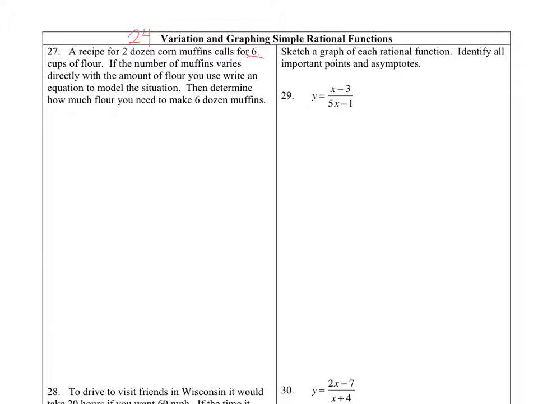If the number of muffins varies directly, I'm going to call this muffins and flour, so M and F. So the number of muffins varies directly means I've got some kind of slope times F, the number of cups of flour. Write an equation to model the situation. Let's put these numbers in. So 24 is equal to K, that's my slope, times F, which is 6 cups of flour, which means that K is equal to 4.